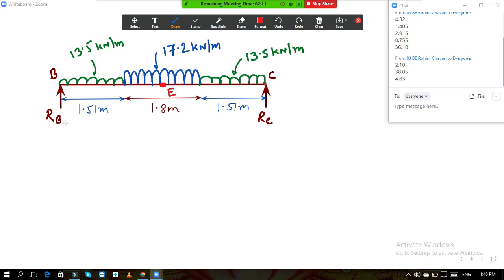So if we see the distance, we need to find out this distance. How much is it? It is 1.51 plus, this total is 1.8, half of 1.8 is 0.9. So how much is it? 1.51 plus 0.9. What is the answer?